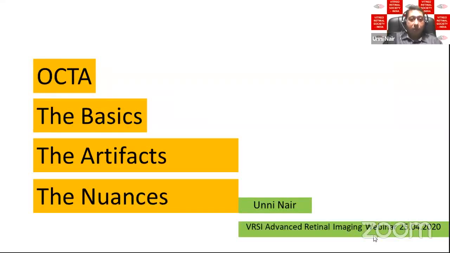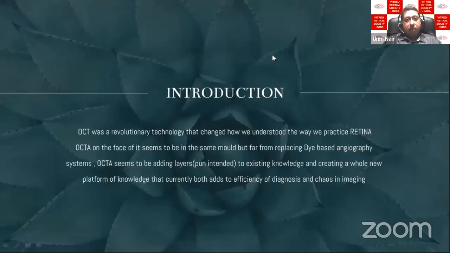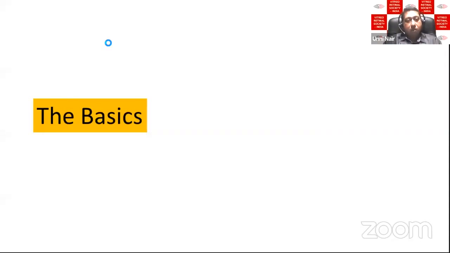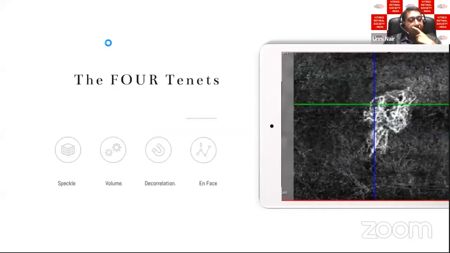So what I'll be talking about is the basics and some of the artifacts and nuances regarding OCTA. OCTA as a technology was an evolution of the revolutionary technology that was OCT, but mostly it is adding layers and layers of knowledge to our knowledge, but also introducing a lot of chaos to our imaging nowadays. So we'll just go through the basics, which are not very different.